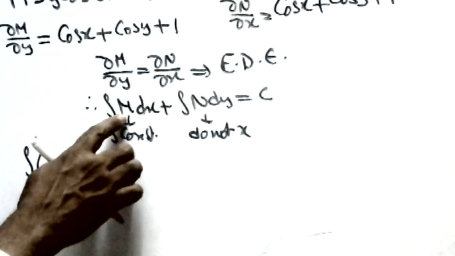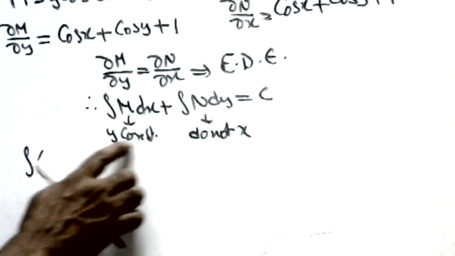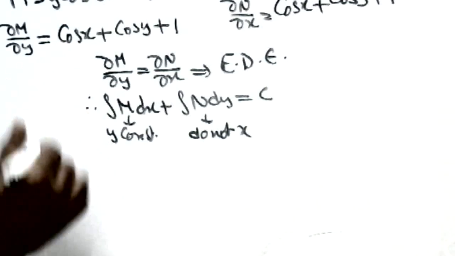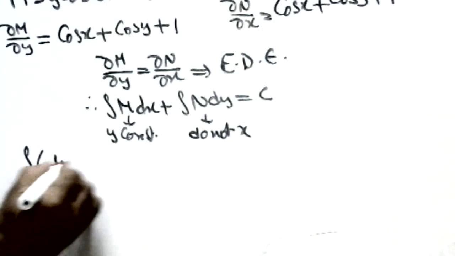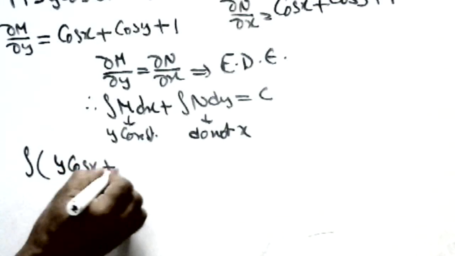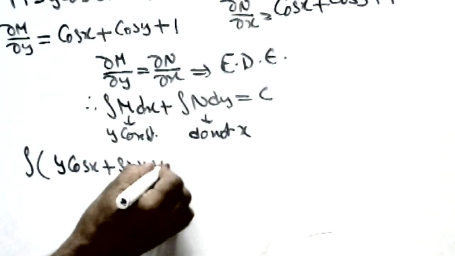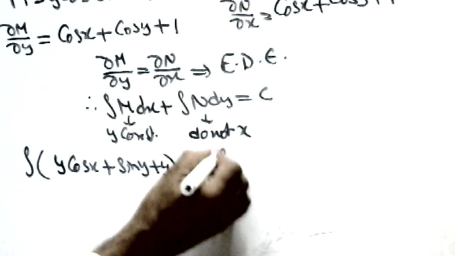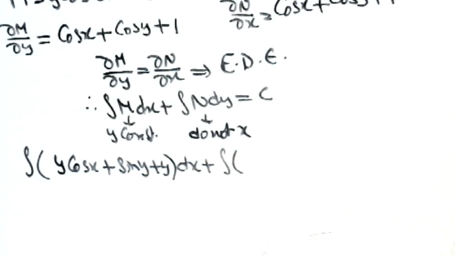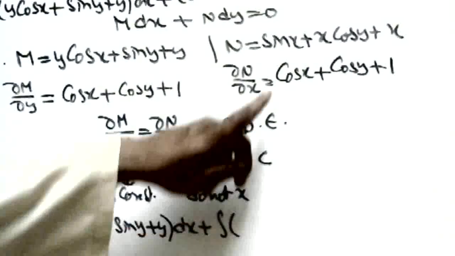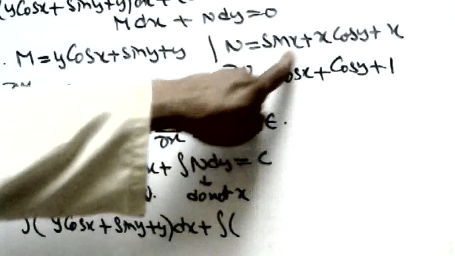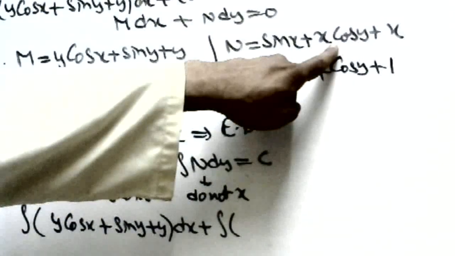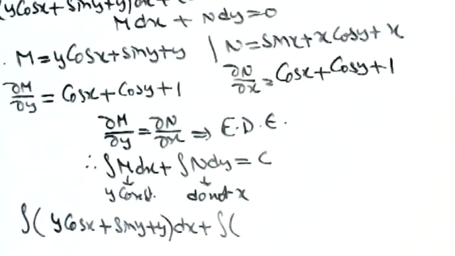So let me write m. But while integrating, we consider y as constant. So let me write it. We have integration of y cos x plus sin y plus y dx, plus integration of n. So here you see, in integration of n we have to take only the terms which do not contain x. This term contains x. This term also contains x.